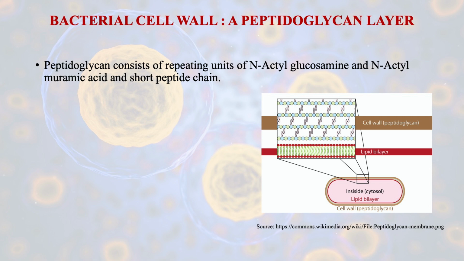And gram-negative bacteria have lipopolysaccharides also, but lipopolysaccharide is not present in gram-positive bacteria. So here we can say that gram-positive bacteria give the violet color and gram-negative bacteria give the pink or red color.